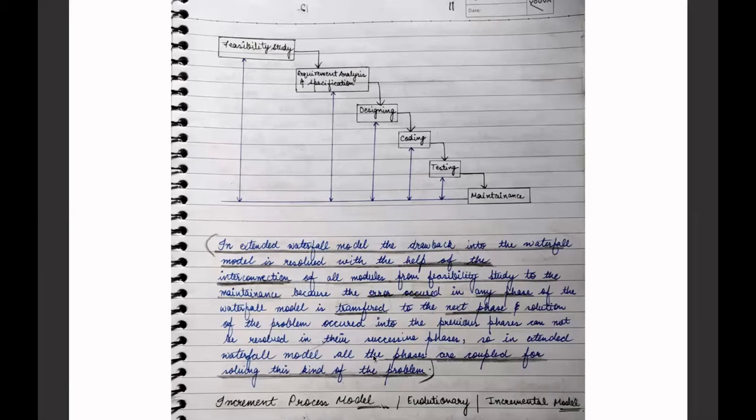The advantages of the iterative SDLC model are as follows. Some working functionality can be developed quickly and early in the life cycle. Results are obtained early and periodically. Parallel development can be planned. Progress can be measured. It is less costly to change the scope or requirements.